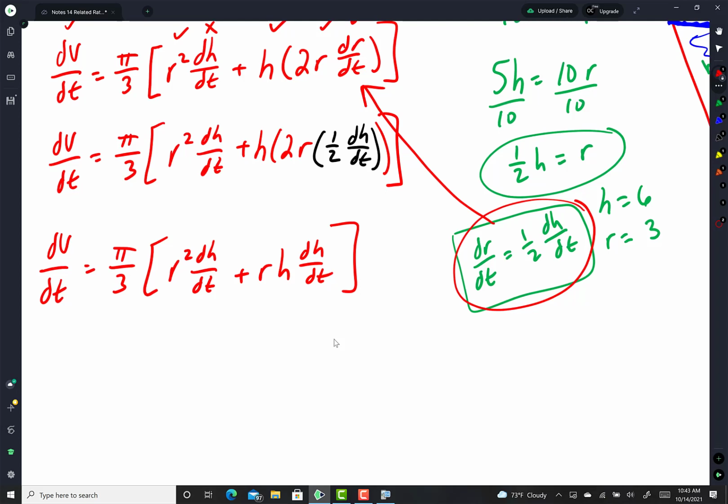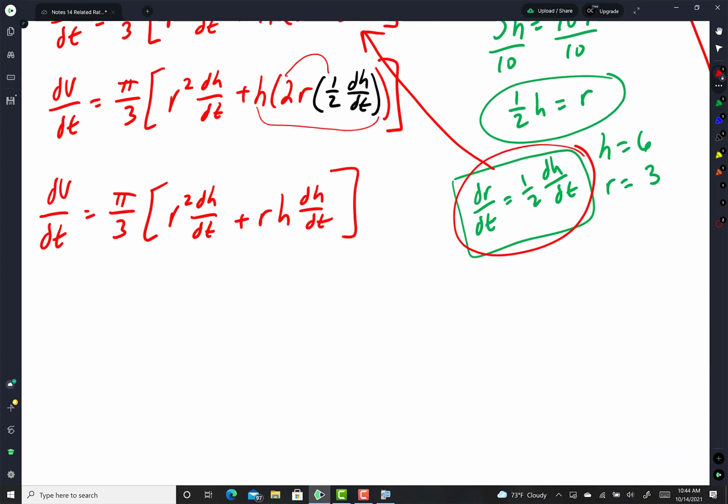Would you not multiply the 2r by the dt? I did. H times 2 times r times half times dh/dt is rh dh/dt. Yeah, I multiplied everything, miss. That 2 and that half made it 1, so now I have hr dh/dt. I just put the h in the front. But all this is multiplied, right? You okay or no? Okay.